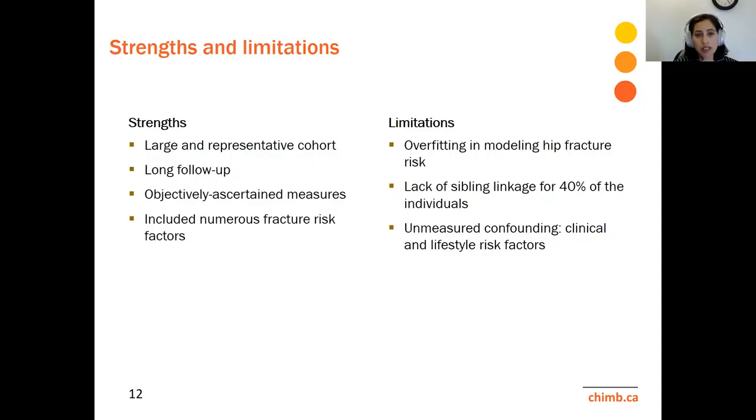But we also note some limitations. Hip fracture events were rare in this relatively young cohort, which could have resulted in overfitting in modeling hip fracture risk. Additionally, the exclusion of individuals due to a lack of sibling linkage could be partially attributed to missing sibling information in the data source. Finally, clinical and lifestyle risk factors such as BMD, body mass index, exercise, the use of vitamin D, for example, are not recorded in the administrative databases. Therefore, unmeasured confounding is a potential limitation.